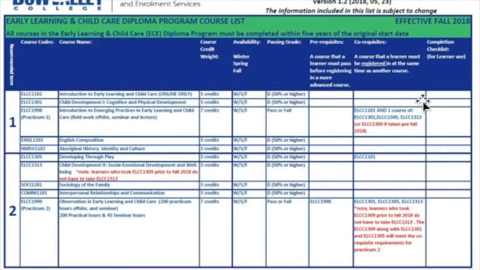The next column is really important. It indicates when this particular course is offered. W for winter, S for spring, and F for fall. As you can see, in the Early Learning and Childcare Diploma program, all courses are available in all semesters. In some programs, courses may only be offered in 1 or 2 terms.